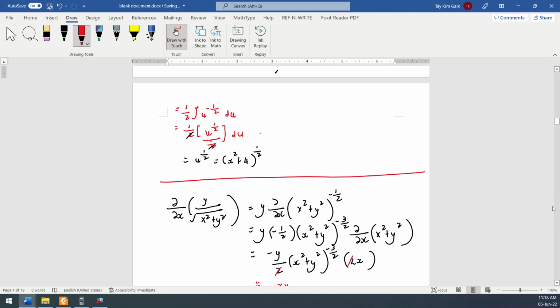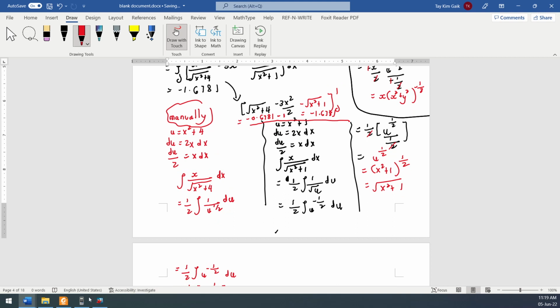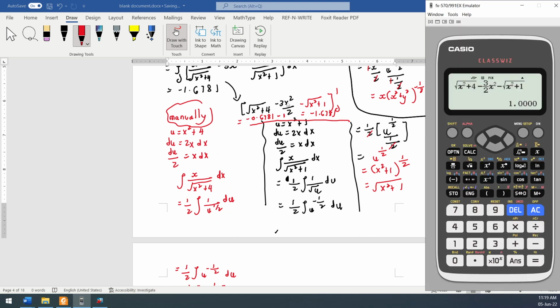Okay, because I have no space, I key this function into the calculator and then press calculate. For 1, this is the answer for the upper limit. Then I calculate again with 0, so this is the answer for the lower limit, minus 1. So minus 0.6781 minus 1, total is negative 1.6781.